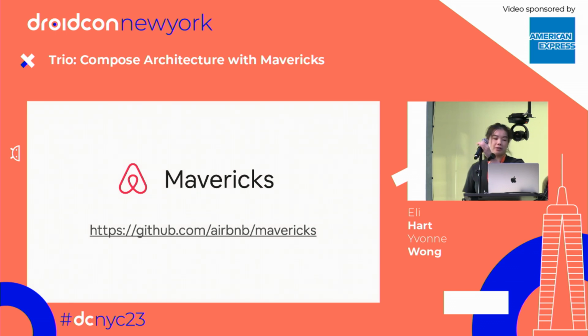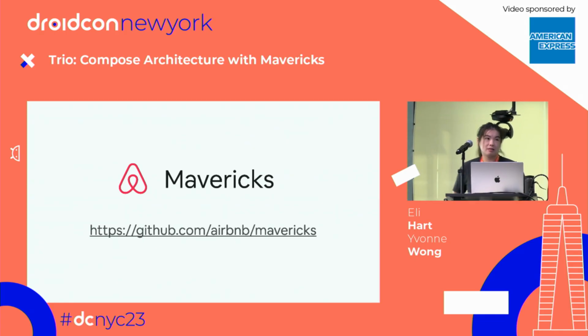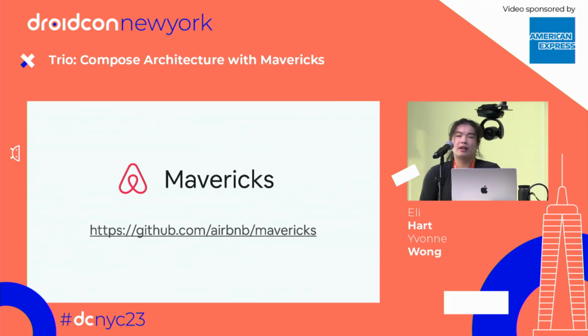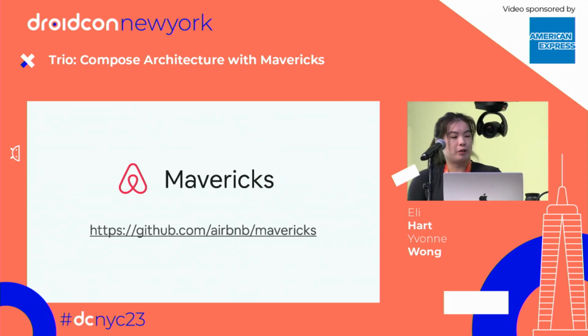So Airbnb originally open sourced Mavericks in 2018 to simplify and standardize how state is managed in a Jetpack view model. It's been very successful at Airbnb over the past 5 years. Mavericks is used in virtually all of the hundreds of screens in our app, and we've heard from other companies that it has worked well for them too.